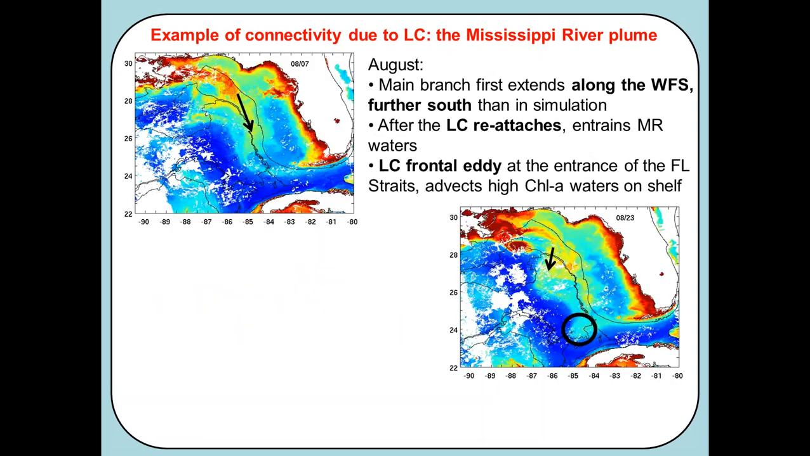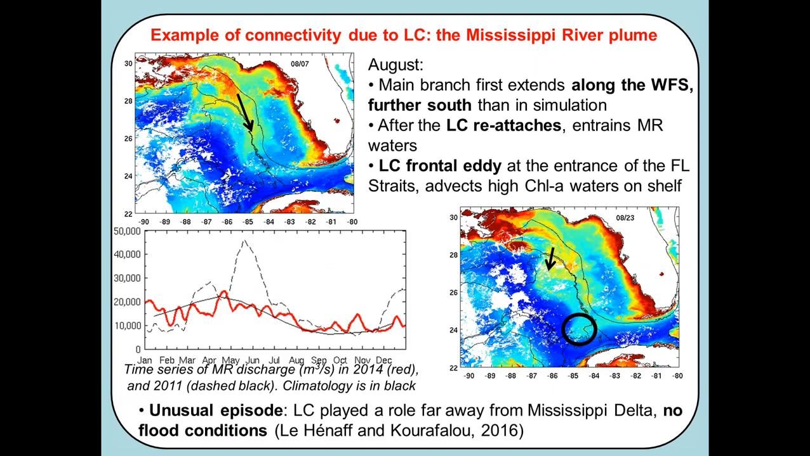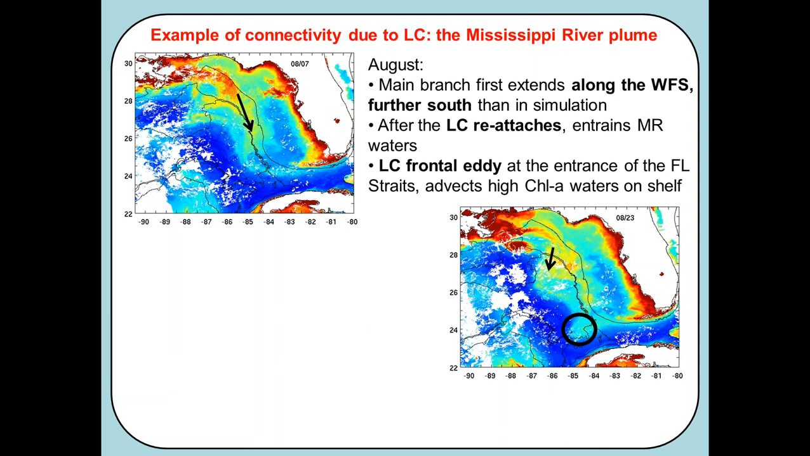And later on in August, these river waters keep extending southward along the West Florida Shelf edge, and it's only there that they finally go offshore and are entrained along the loop current. So that's a pretty unusual pathway. We see here the role of a loop current frontal eddy, a cyclonic eddy at the edge of the loop current, that managed to advect some of the waters towards the shelf and on the shelf.